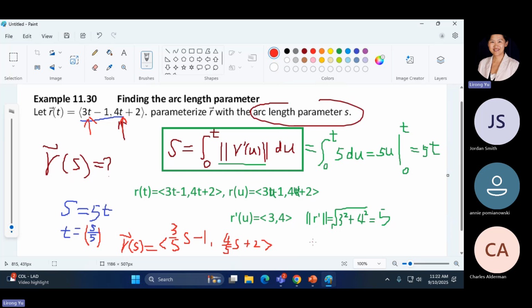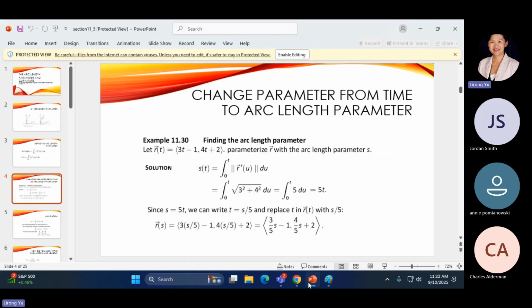So this is called parameterized, is that even a word? Sounds very tongue twisting, but basically we're switching to a new parameter. So the parameter actually is the arclength parameter rather than the original parameter t. So that's the new function. That's the answer to the question in the textbook.